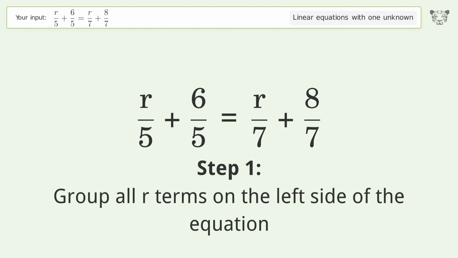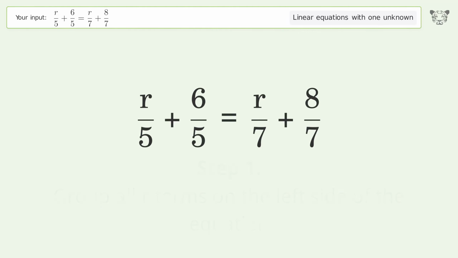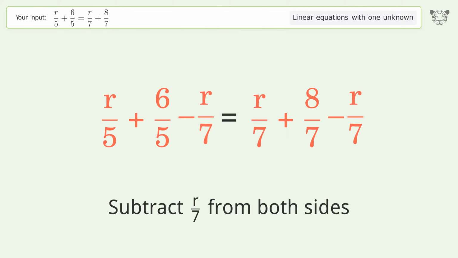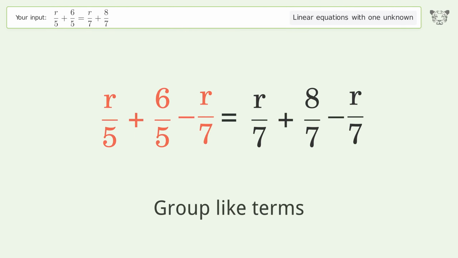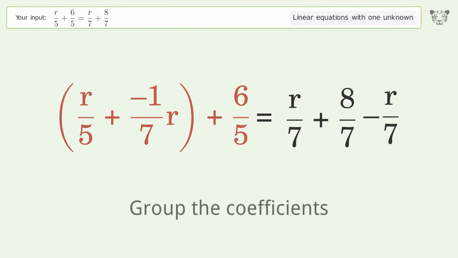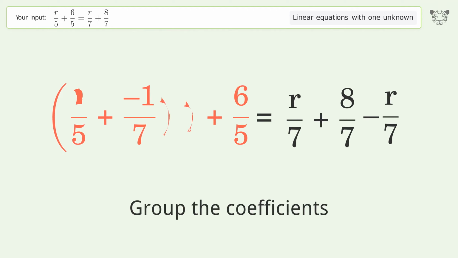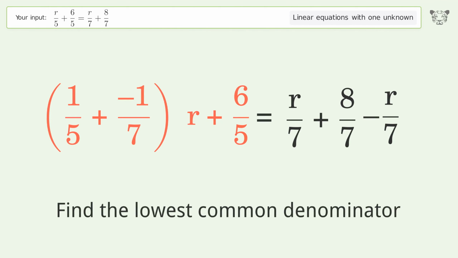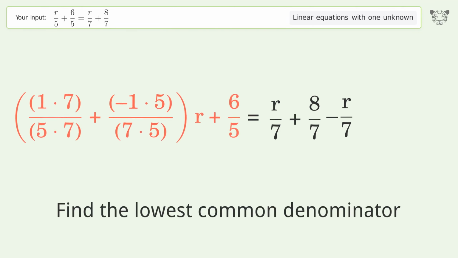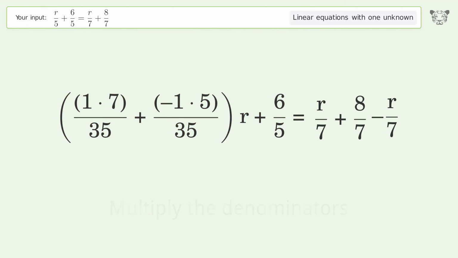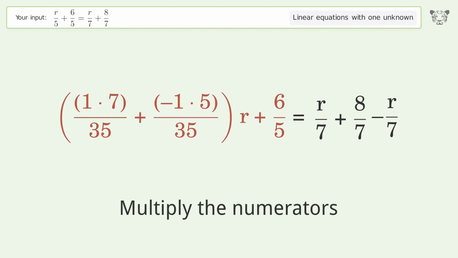Group all r terms on the left side of the equation. Subtract r over 7 from both sides. Group like terms. Group the coefficients. Find the lowest common denominator. Multiply the denominators. Multiply the numerators.